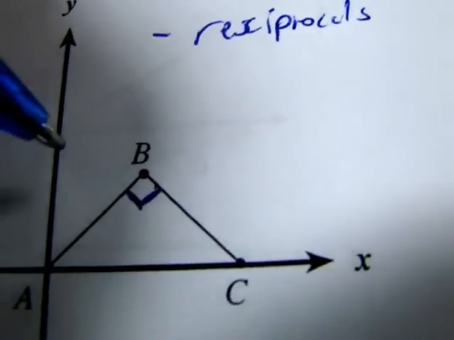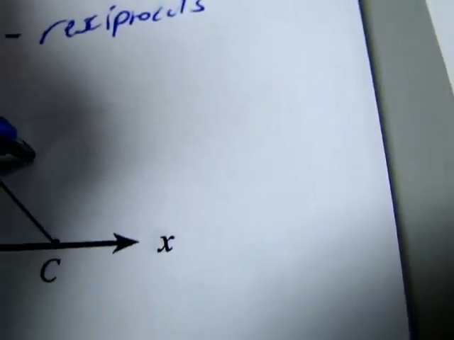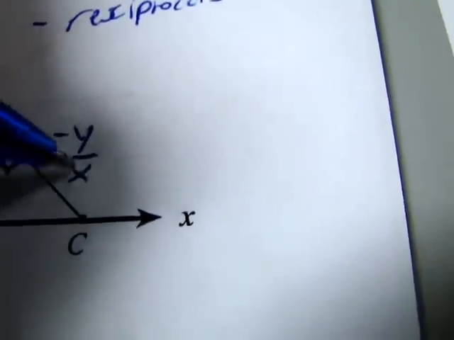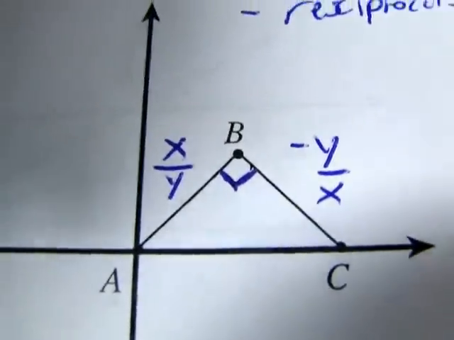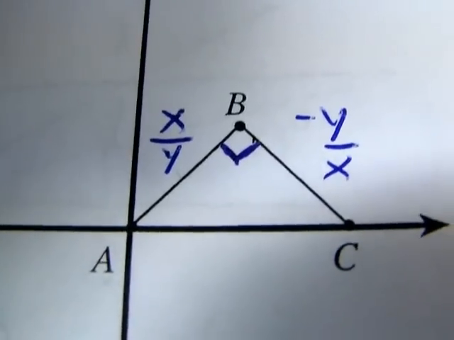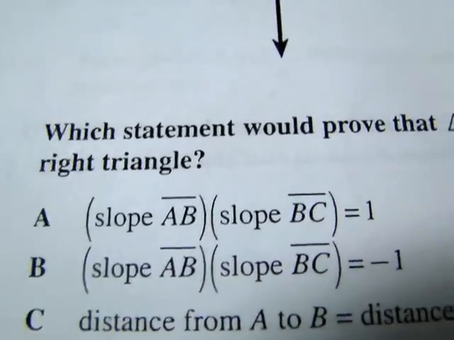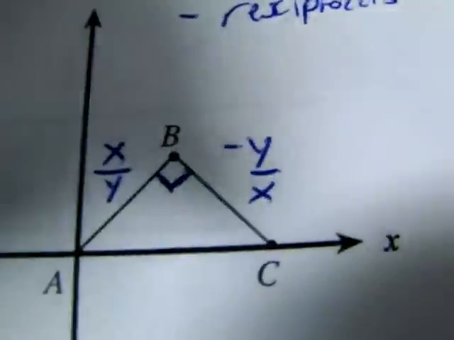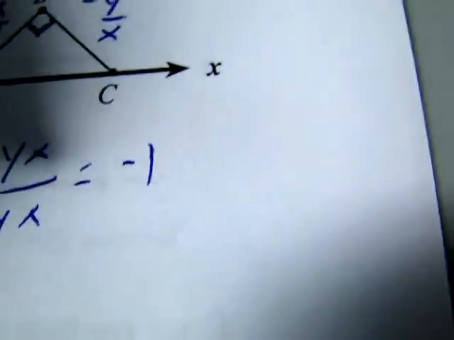So let's say that this one has a slope of x over y, and that this one has a slope negative reciprocal, so negative y over x. So that would mean that they were perpendicular because they are negative reciprocals of one another. So if that's true, then let's see what our answers are. A says the slope of AB times the slope of BC equals 1. So let's see, if we multiply these, we get negative yx over yx, which would reduce straight down to negative 1. So it's not 1, it's negative 1.